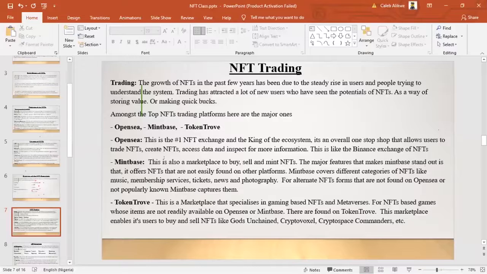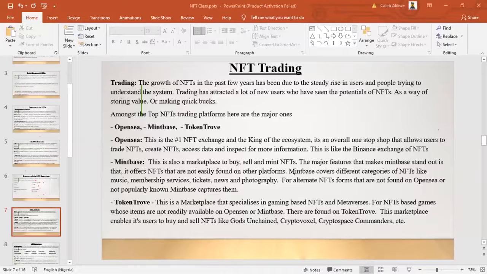Mintbase. The major feature that makes Mintbase stand out is that it offers NFTs that are not easily found on other platforms. Mintbase covers different categories of NFTs like music, membership service, ticket, news, and photography. For alternate NFT forms that are not found on OpenSea or not popularly known, you can find them on Mintbase.